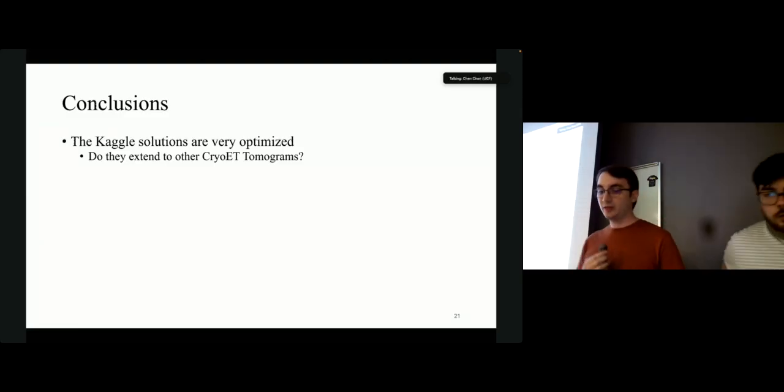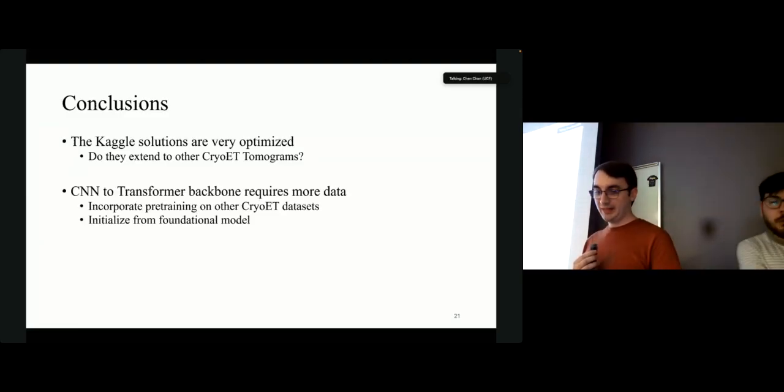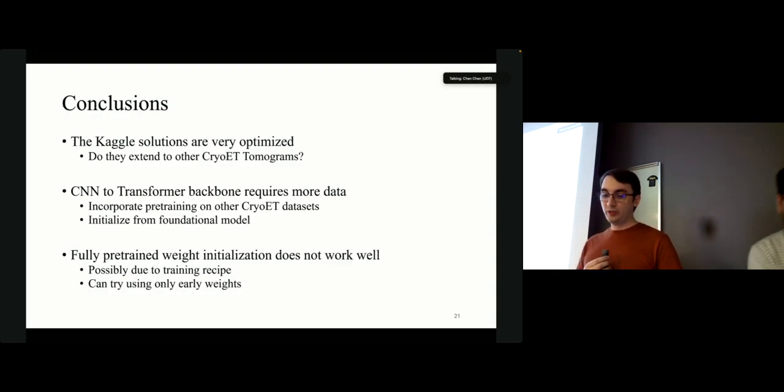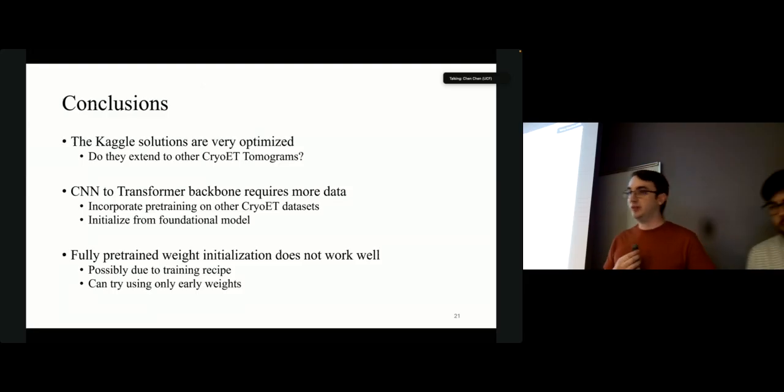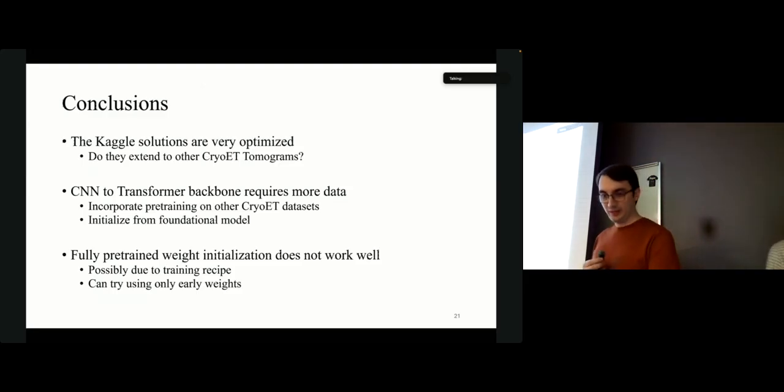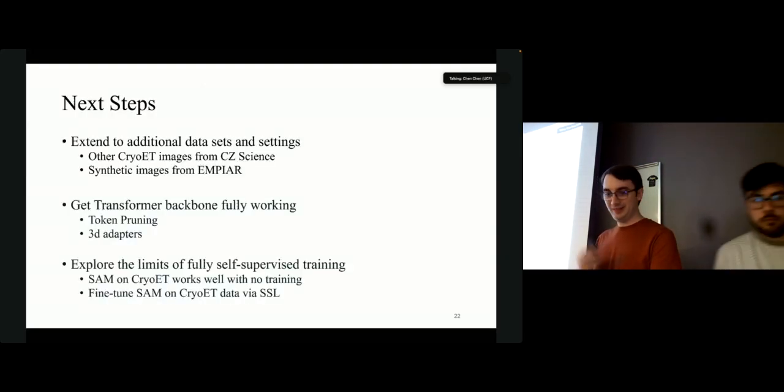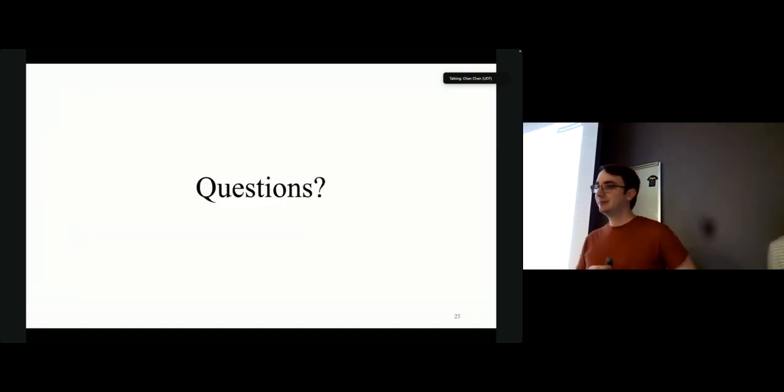So in conclusion, the Kaggle solutions are very optimized for this data set. And we potentially require more data to fully train the transformer. And right now, the pre-trained weight initialization doesn't work well. But it could be that if we explore additional data sets, the Kaggle competition solutions' performance falls off. So by focusing on that metric, that can be an easier way to improve on these methods. We have a next steps slide, but we'll skip these.